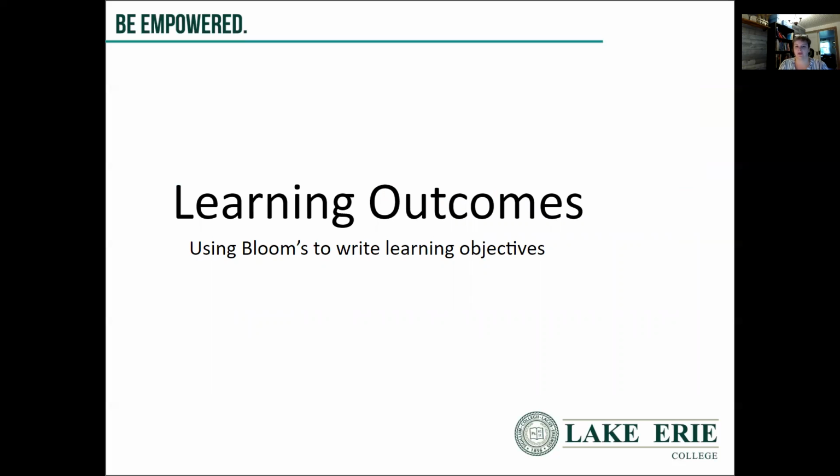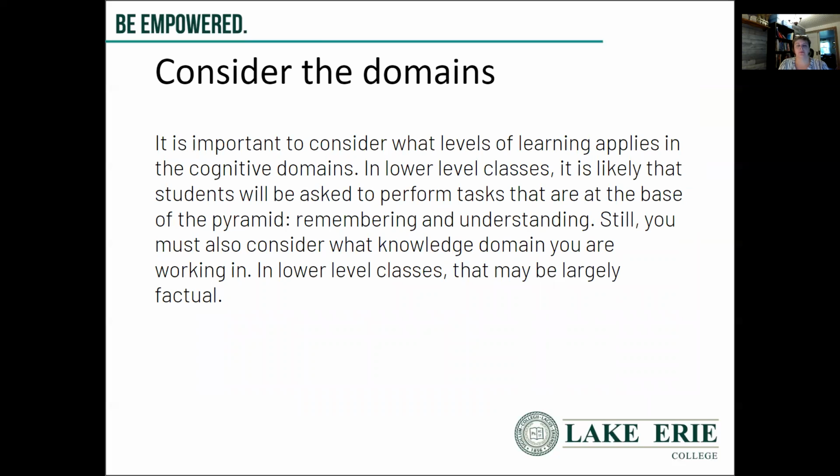So let's look at and consider how using Bloom's 2.0 might help us with developing learning outcomes. It is important to consider what levels of learning apply in the cognitive domains. In lower level classes, it's likely that students will be asked to perform tasks that are at the base of the pyramid, remembering or understanding. But still, you have to consider what knowledge domain you're working on. If they're working with very abstract ideas, even remembering and understanding are very, very challenging. In lower level classes, we're probably going to be working very largely in the factual knowledge domain.